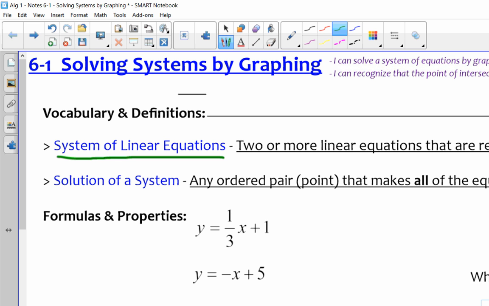We're going to just deal with two, but in higher math, you'll get two or three equations, four equations perhaps, where they hopefully intersect on a graph, or you can create a point. The solution of the system of equations is any ordered pair. It's a point, so remember that's an x and a y value, and that makes all the equations true.